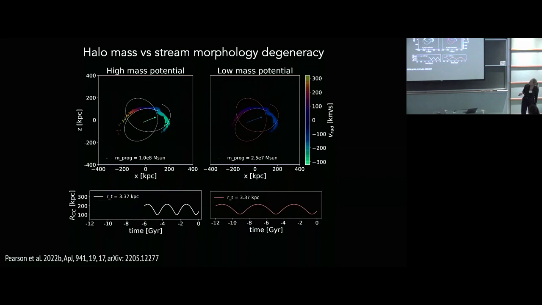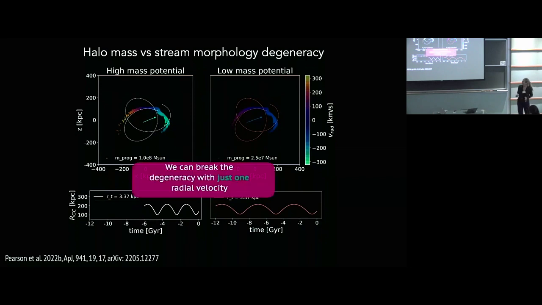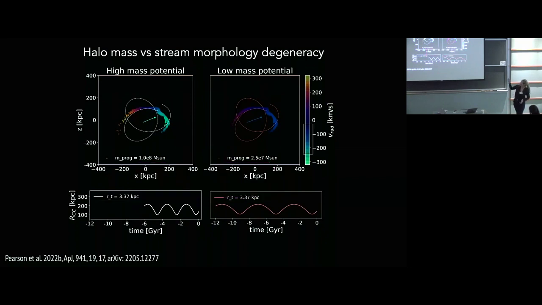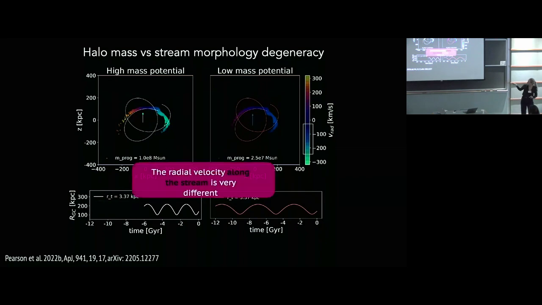So this is exciting. There's actually hope to measure these differences in the radial velocities, and that breaks the degeneracy. If you can measure a radial velocity, you can break this halo mass stream morphology degeneracy, and the velocities along the stream are also informative. Those are harder to get at observationally, but not impossible.